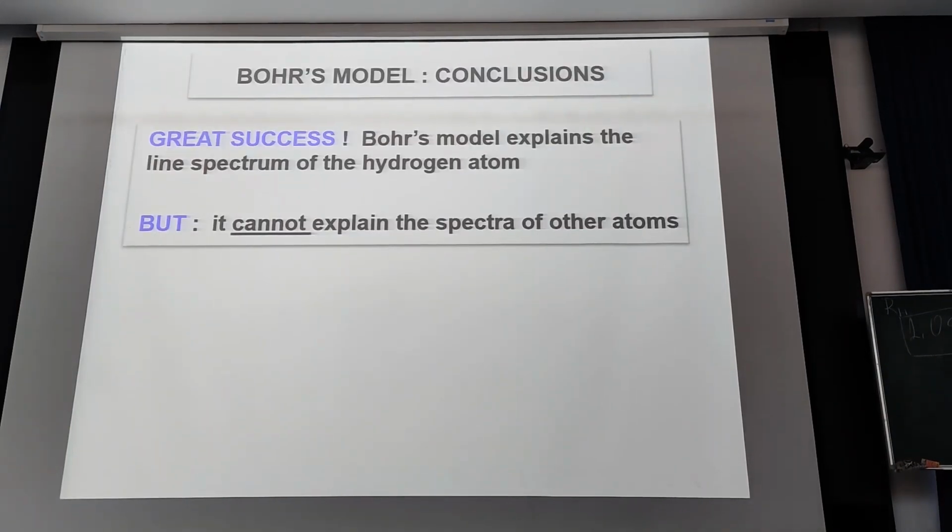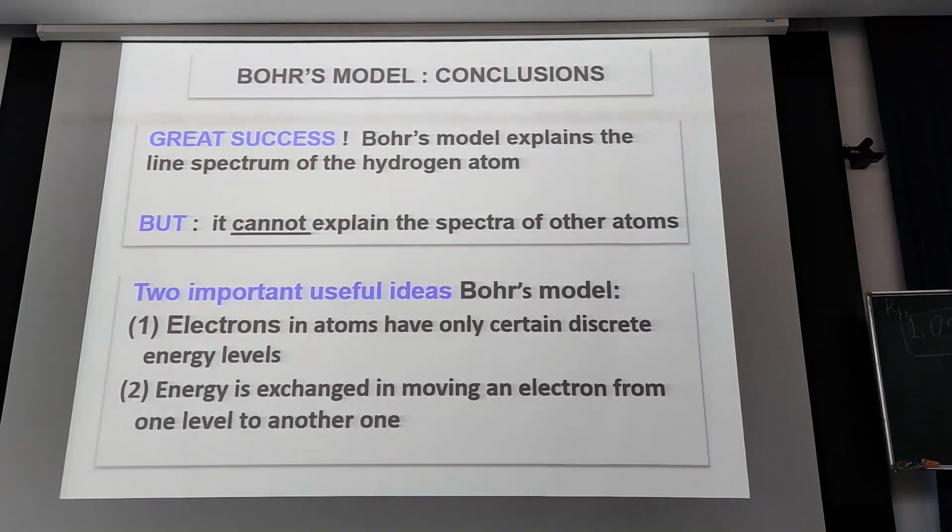Okay, so to summarize, the Bohr model was an excellent success, at least for the case of the hydrogen atom with one electron. But it cannot explain the spectra of other atoms. For example, starting from helium with 2 electrons, the Bohr model has some difficulty. But at least the theory proposed by Bohr has 2 important useful ideas.